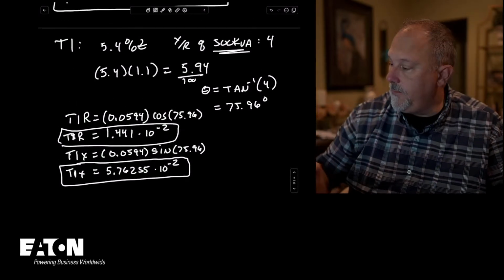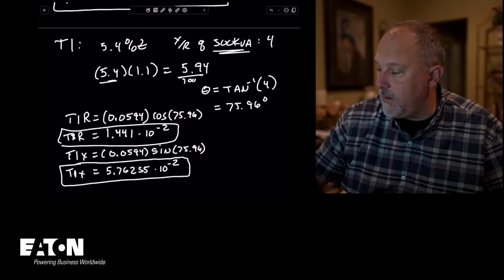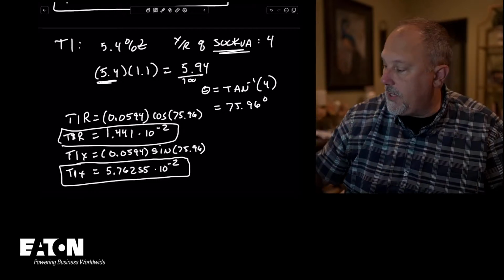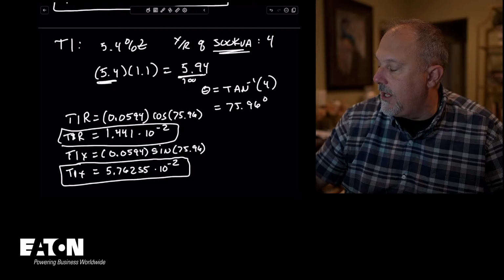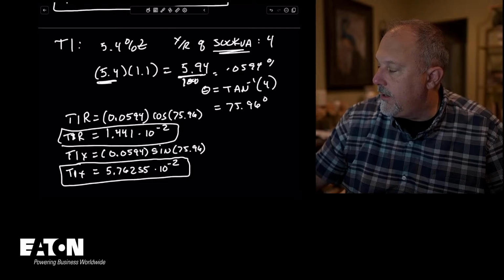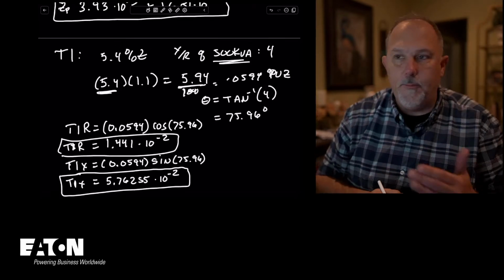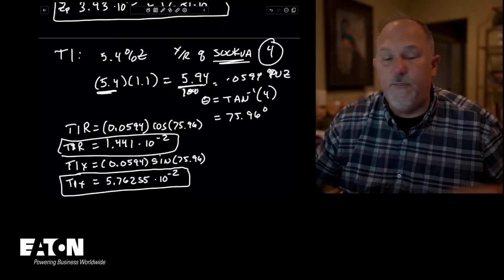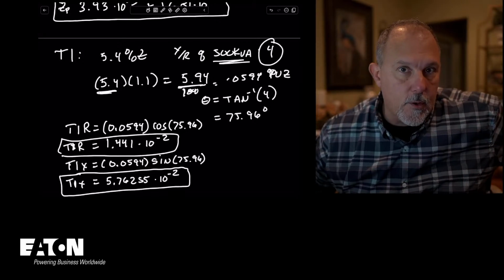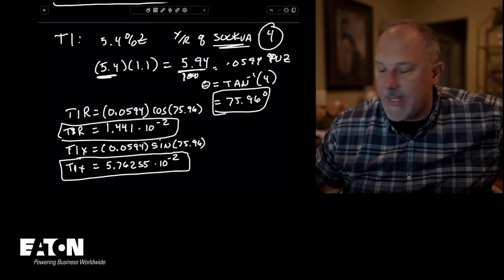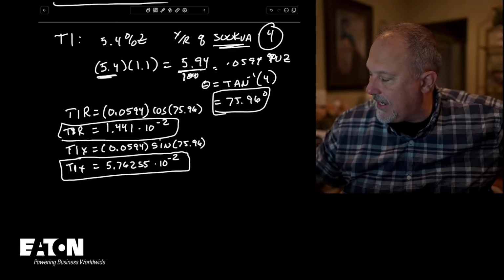For the transformer, we took the 5.4% impedance and multiplied that by 1.1 to get the higher impedance. That was 5.94. We divided that by 100 to get 0.0594 per unit Z. Then we went to the IEEE Red Book. We found that the X to R ratio of 4 could be typical for a 500 kVA transformer. We calculated the angle by taking the inverse tangent and got 75.96.